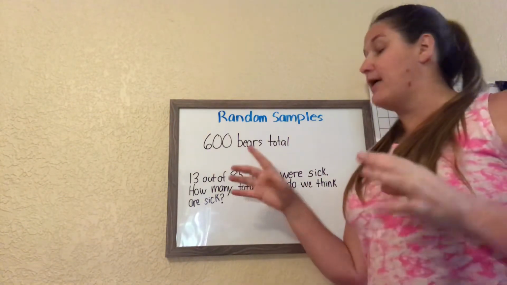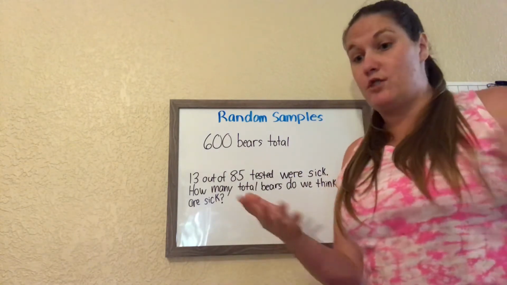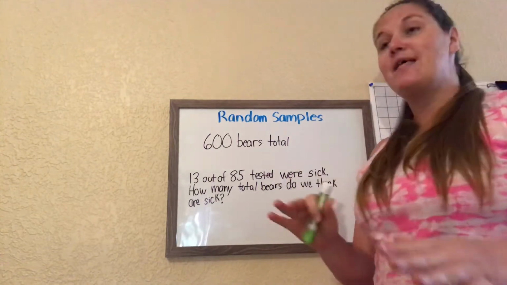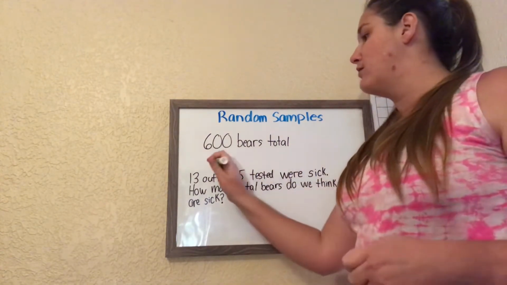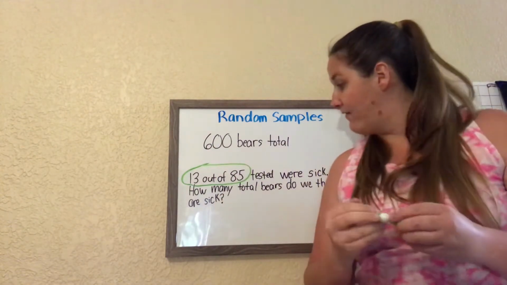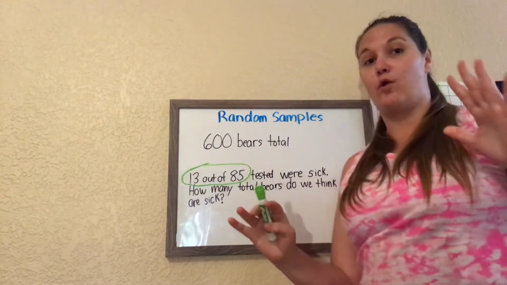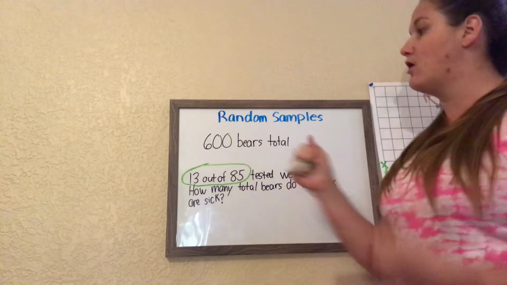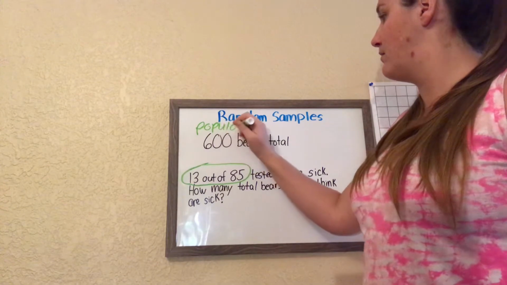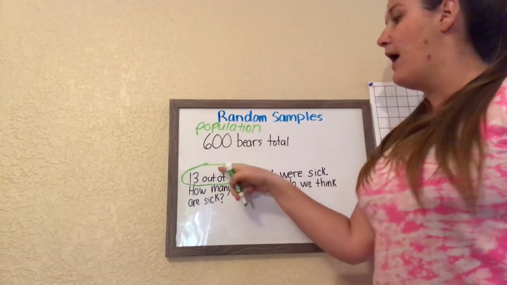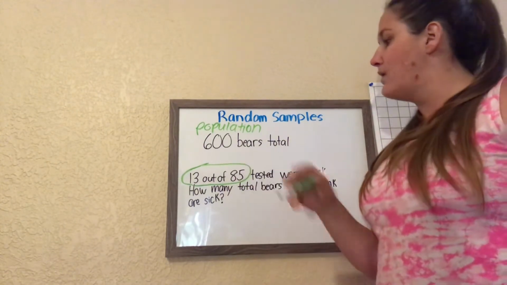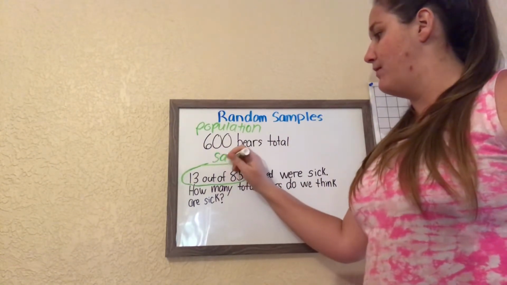All right, maybe you don't have enough testing supplies, which seems to be an issue in America right now for humans. Whatever the case is, we were only able to catch and test 85 bears out of that total amount, okay? This is called the population, that's total. And the amount that we surveyed, or the amount that we tested, was 85 bears. This is called a sample.